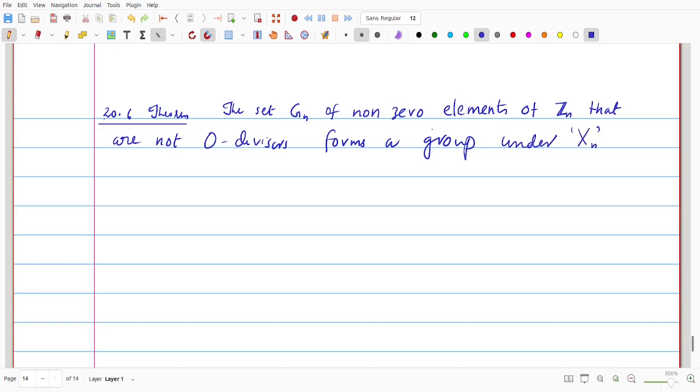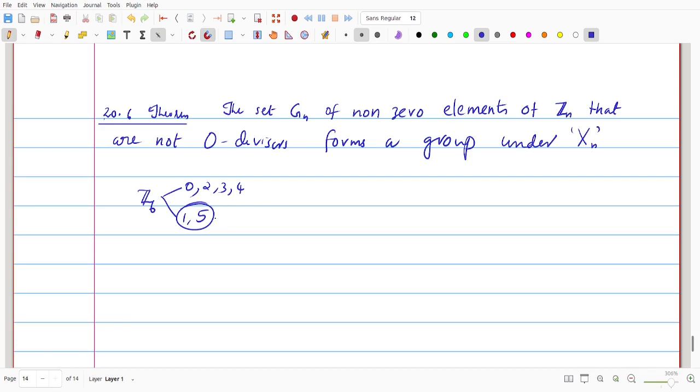If you consider Zn, for instance Z6, what are the non-zero elements of Z6 which are not zero divisors? One thing is 0, then the zero divisors are 2, 3, 4, because 4 into 3 is 12, and 12 is a multiple of 6, so that is 0. 2 into 3 is 6, which is also a multiple of 6, so that is 0. So these are the only non-zero elements which are not zero divisors.